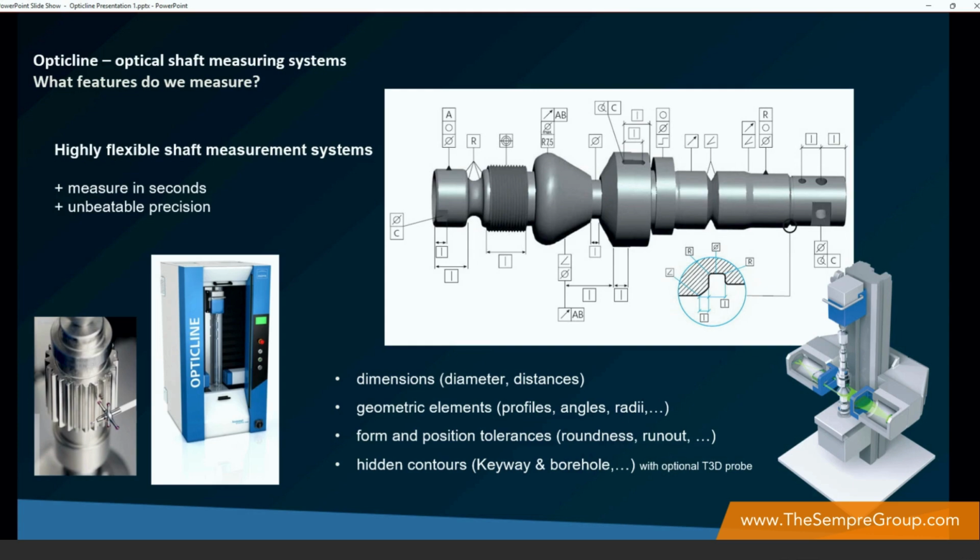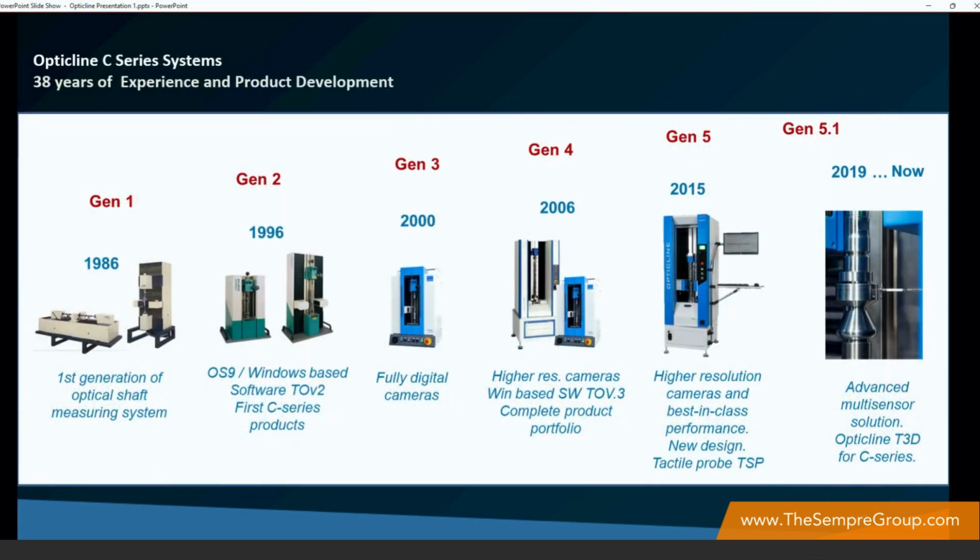Jenoptik themselves have been making these systems since 1986, which was the Generation 1 system, all the way up, as you can see, through the different types, generations and models. But now we're looking at the Gen 5.1 system, which is our T3D. This was the first iteration of the T3D, and obviously there's been some development since 2019 in the software and the capability, calibration, all of that kind of stuff. But the basis now is that we're running off that 5.1 generation system.